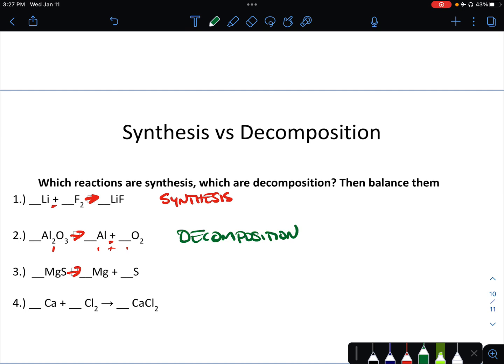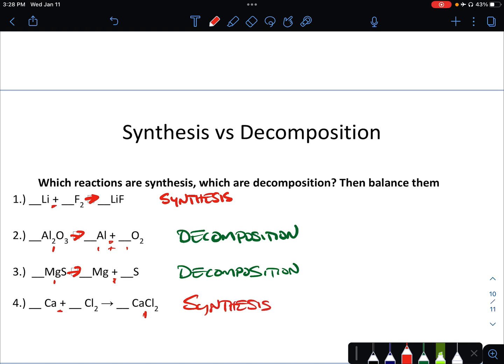All right. We look here again. Oh, I got 1. There's my plus sign. All right, that's going to be a decomposition. All right, look at this one. Oh, there's my plus sign. So I got 1 thing over there. This will be a synthesis.